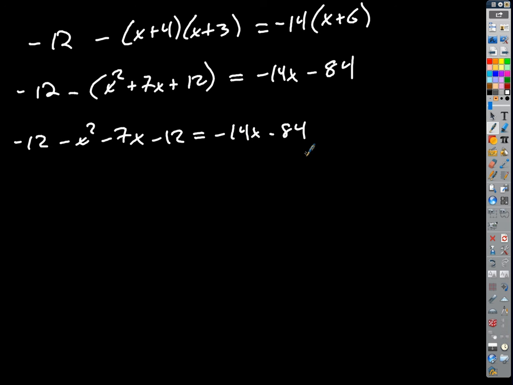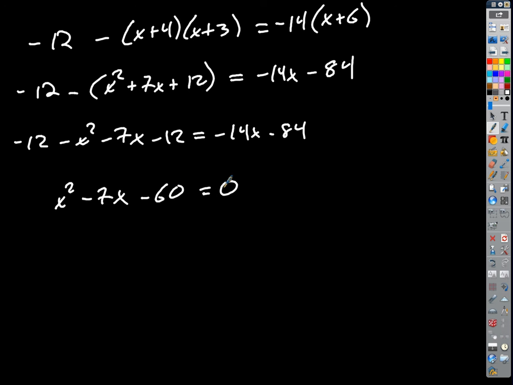Push everything over here. Actually, push everything over here, how about? So I'm going to move everything over here. I get x squared minus 7x if I add 7x. And here I've got a negative 24, I'm going to add to this, and so I get a minus 60, I guess. Okay, that works.